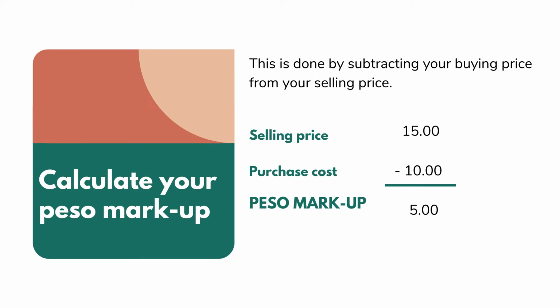Calculate your peso markup. This is done by subtracting your buying price from your selling price. For example, your selling price is 15 pesos minus the purchase cost, which is 10 pesos. So your peso markup is now 5 pesos.